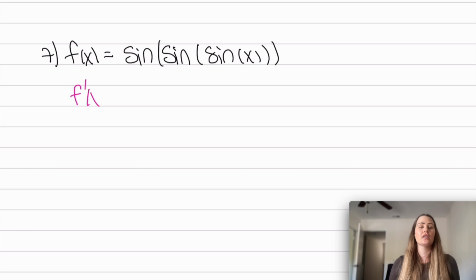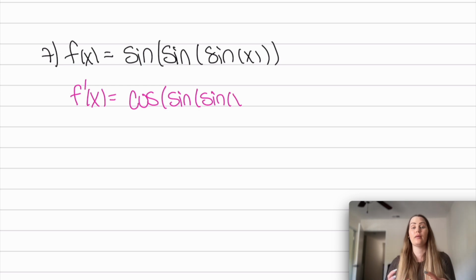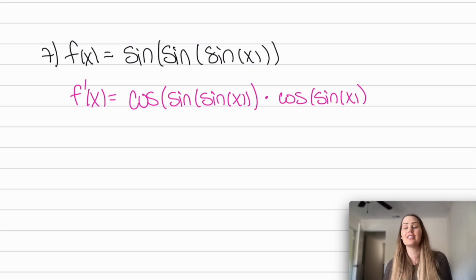All right, last but not least, we went a little out of order, but that's okay. I have another trig one, and this is another double chain rule. We're going out with a bang. So derivative of sine is cosine, inside stays the same. So that sine of sine x will all stay the same. Times the derivative of the inside, cosine, sine x stays the same. Times the derivative of the inside, cosine x.